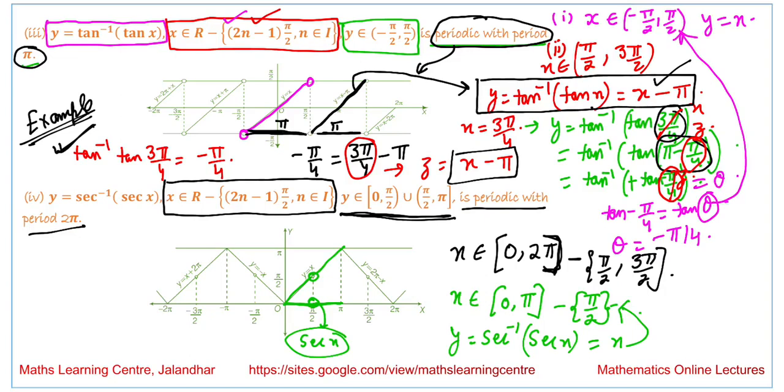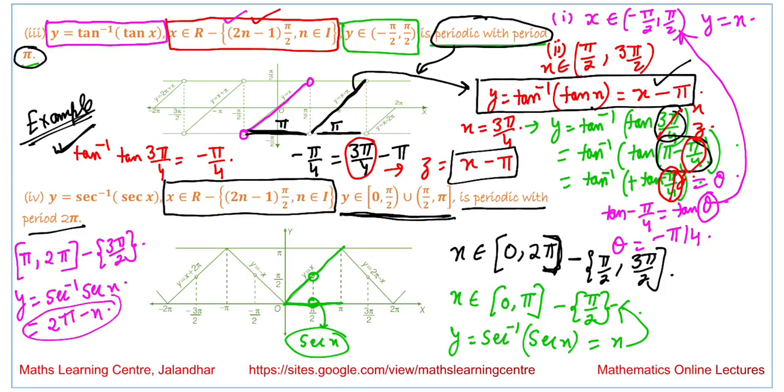Similarly, when we move to our next interval, say we are talking about the interval pi to 2 pi, closed interval, except for the point 3 pi by 2. Now in this region, the value of y, that is equal to secant inverse of secant x, the answer we will obtain, that will be equal to 2 pi minus x. This is the line we are talking about. This point is excluded. The length we have over here, it is pi to 2 pi. This length is pi. This length over here, it is pi. So we are saying the period of this function, it is 2 pi.